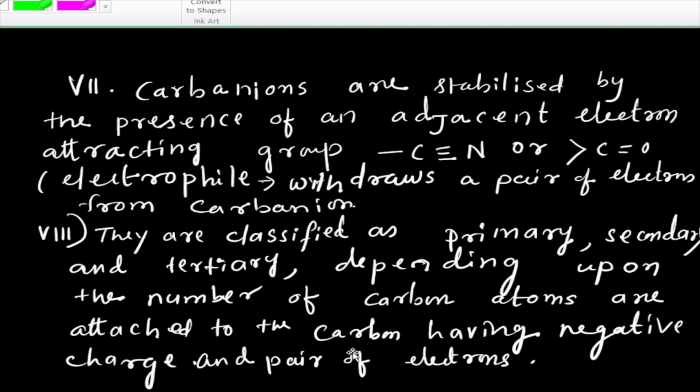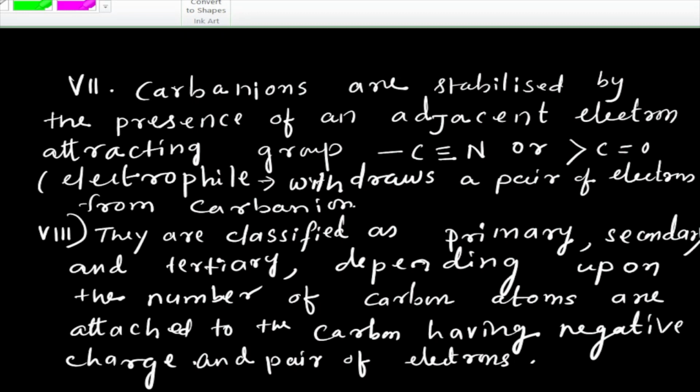So if other groups are attacked by the carbanion ions, what happened? Carbanions are stabilized. Another point: carbanions are stabilized by the presence of an adjacent group. What is that group? Cyanide, carbonyl. Later I will show you the reaction with CN and with carbon, how it is connected with the electrophile and how it is connected with the carbanion.